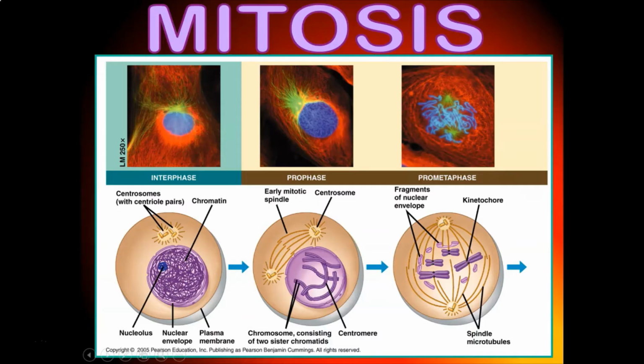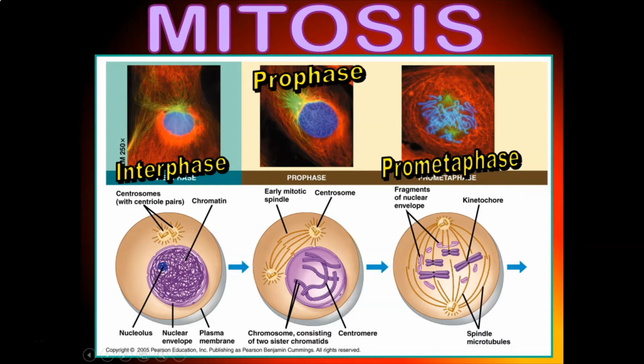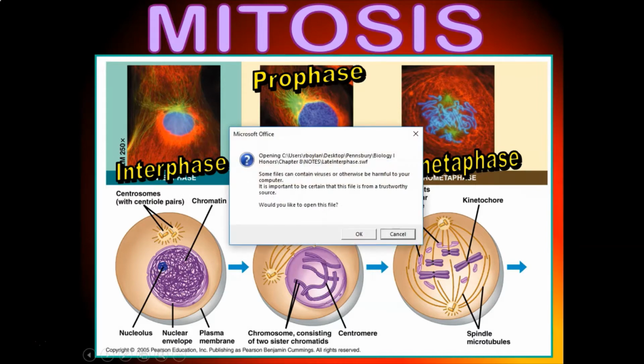Okay, so here we go. Mitosis. So we're going to start in interphase. So we're just probably at G2. We're just getting ready to divide, but we're not quite in M phase just yet. All right, let's take a look.